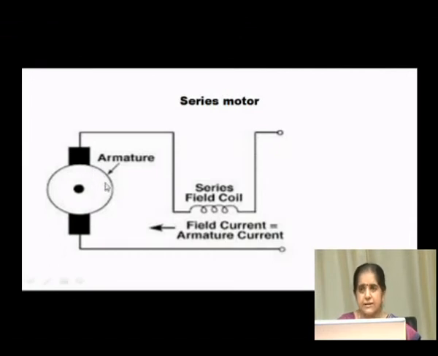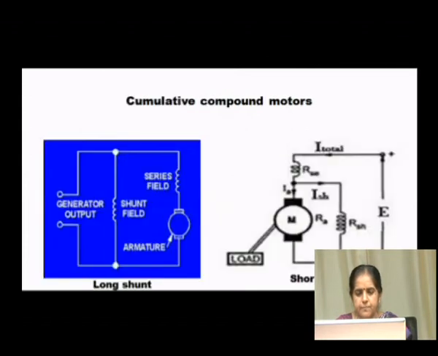Because both are connected in series, you know that in a series circuit the same current flows through all the elements which are in series. Therefore, the current carried by the series field coil in a series motor is high when compared with the shunt motor, wherein the shunt field coil is connected in parallel with the armature. Whereas in the case of the series motor, the series field coil as well as the armature are connected in series.